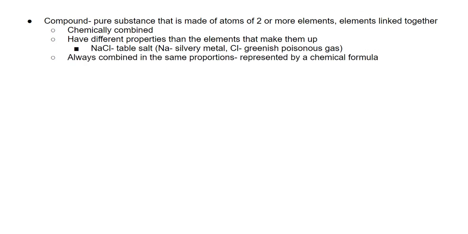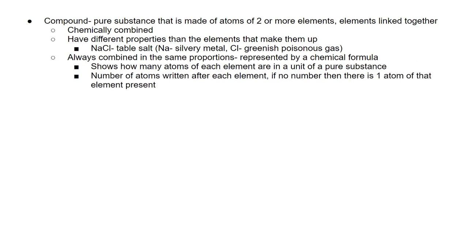We'll talk about a bunch of examples, but another example is water, H2O. I have two hydrogens and one oxygen. Those are both gases, but when I put them together, they end up forming water. So it all has to do with how they're combined and the ratio with which they are combined. They're always combined in the same proportions, and that's represented by a chemical formula that shows the amount of atoms of each element that are in there.